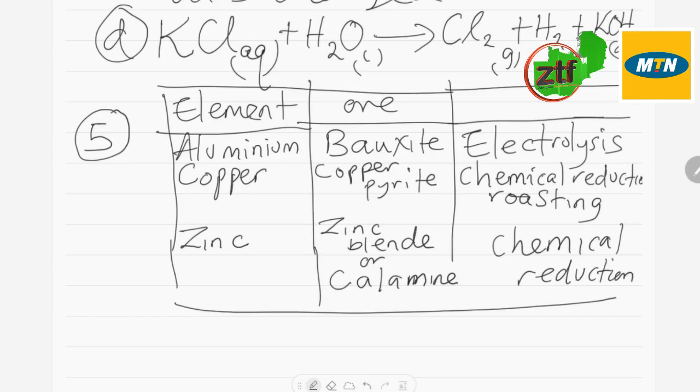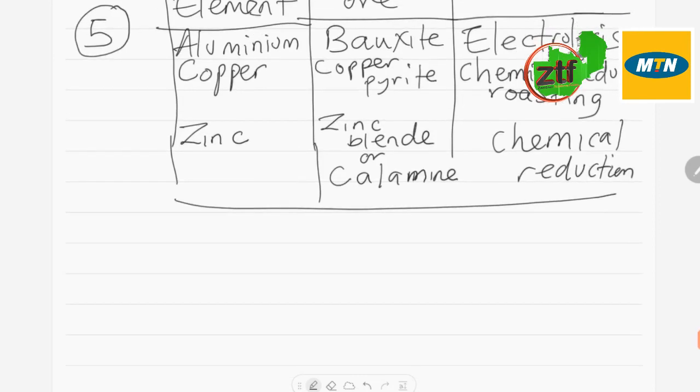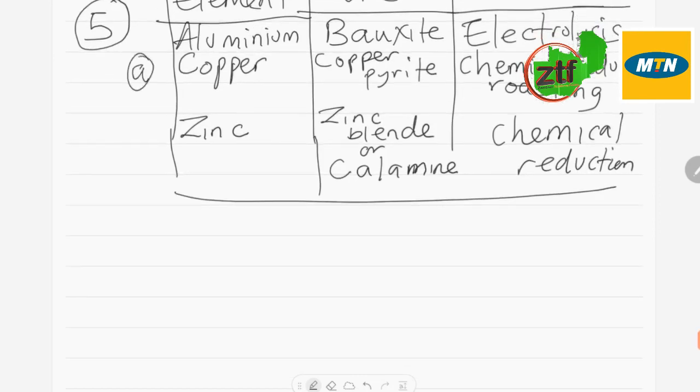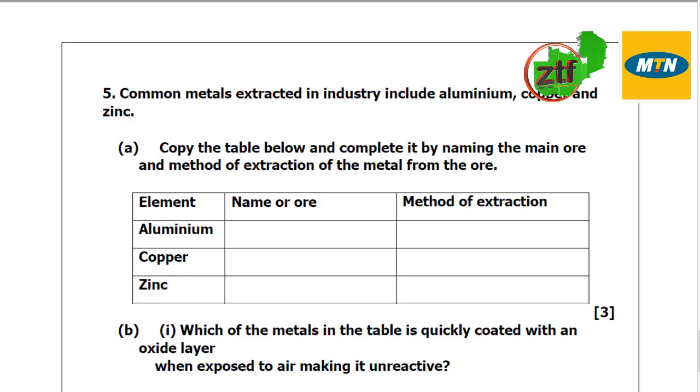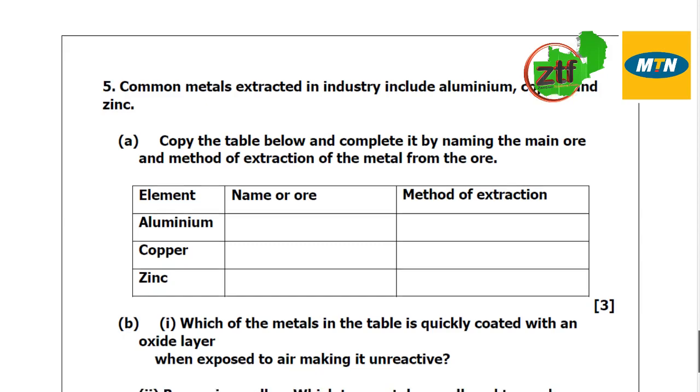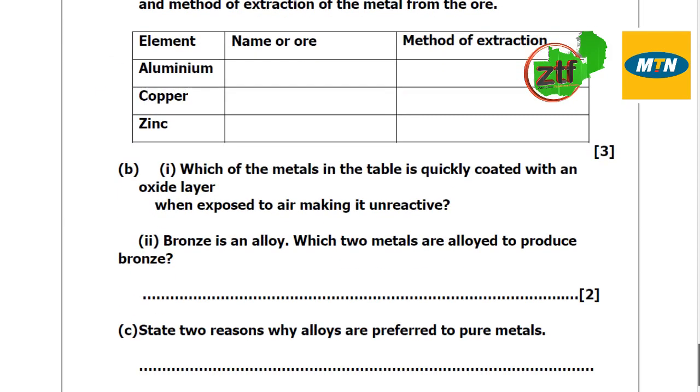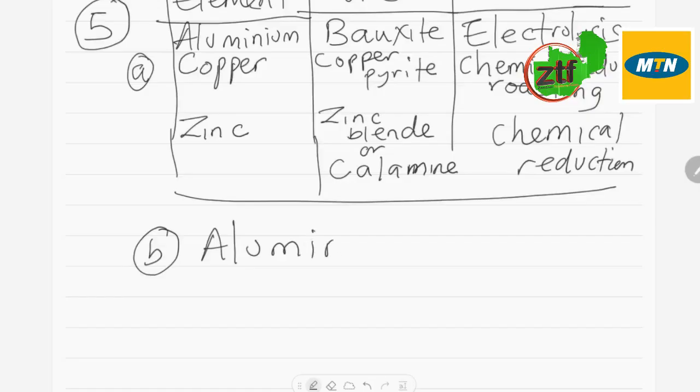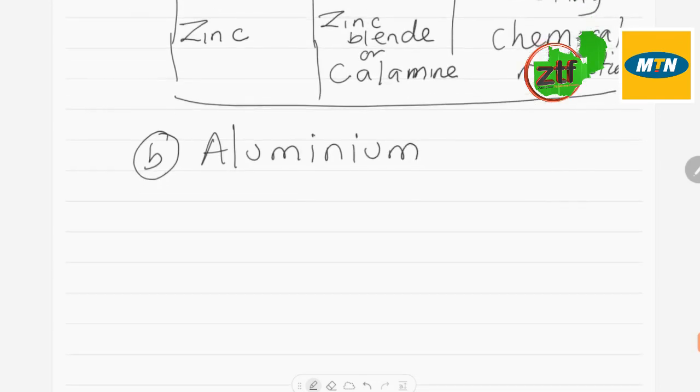Thank you. We can now look at question B on question 5. Which of the metals in the table is quickly coated with an oxide layer when exposed to air, making it unreactive? The metal in that case is aluminium. It is the one that forms an oxide layer, which is unreactive.